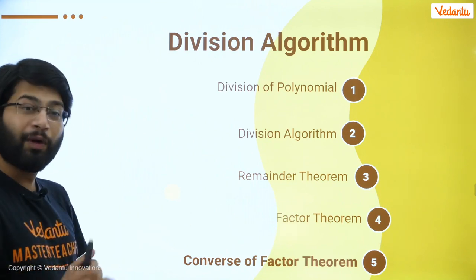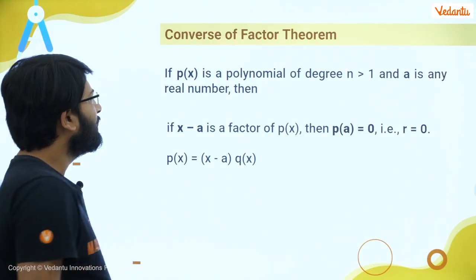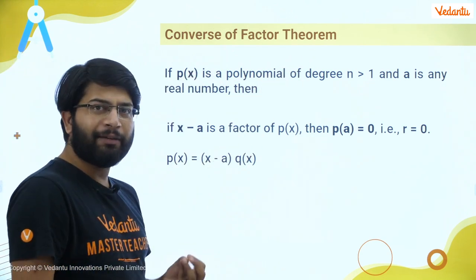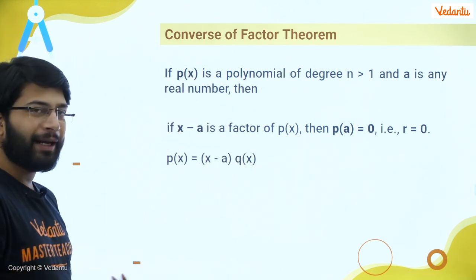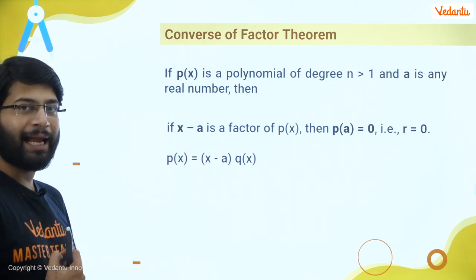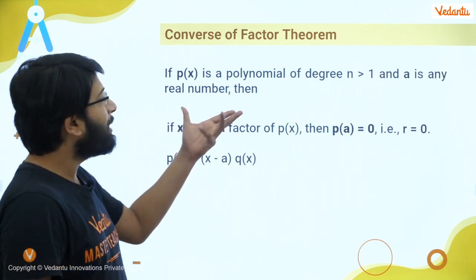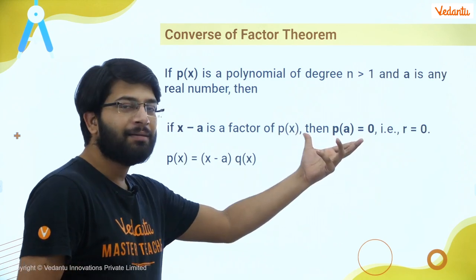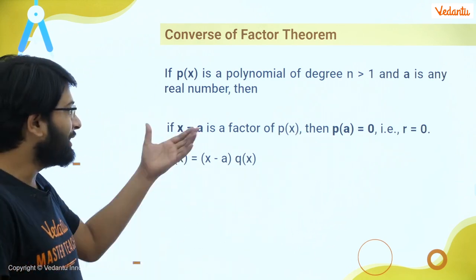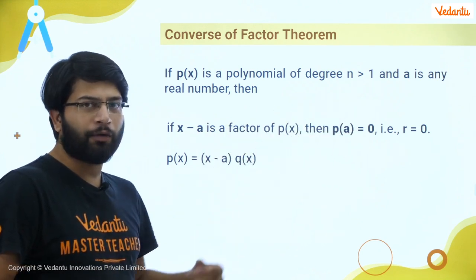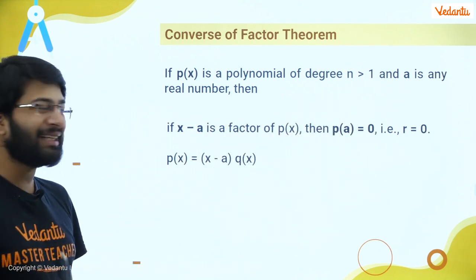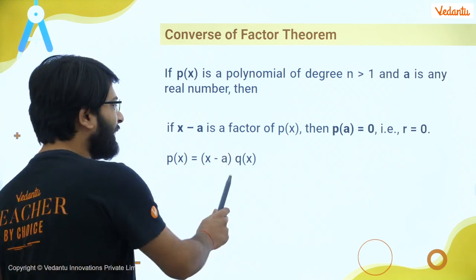So now let's see the converse of the factor theorem also. In the same way, if p(x) is a polynomial of degree n greater than 1 and a is any real number, and this time it is given that x minus a is a factor, then p(a) will be 0. If this is a factor, then x equal to a will be a zero of the polynomial. So we can write again p(x) equal to (x minus a) into q(x). I hope it is clear.